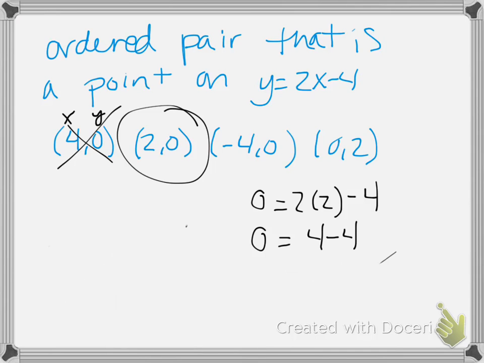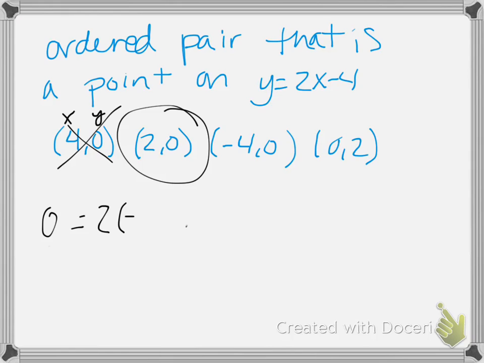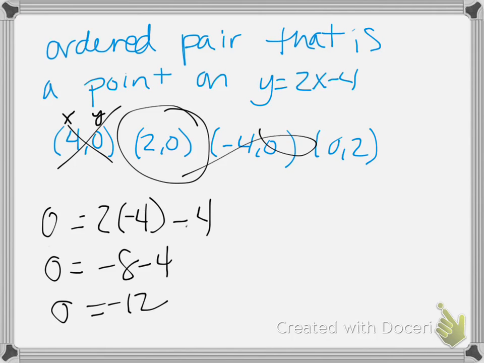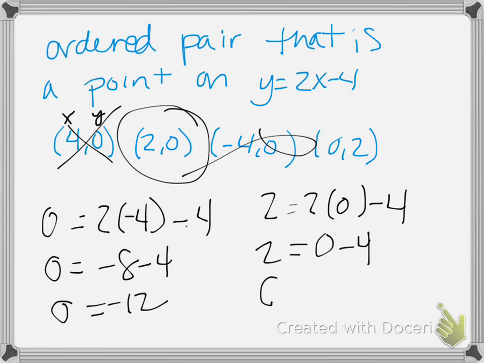Let's see if the other two do. So I'm going to get 0 equals 2 times -4 minus 4, so 0 equals -8 minus 4, so 0 equals -12, no. So then I got 2 equals 2 times 0 minus 4, so 2 equals 0 minus 4, and 2 equals -4, does not work. So 2, 0, when I plug it in, both sides are equal to each other, so it is true. So that point sits on that line.